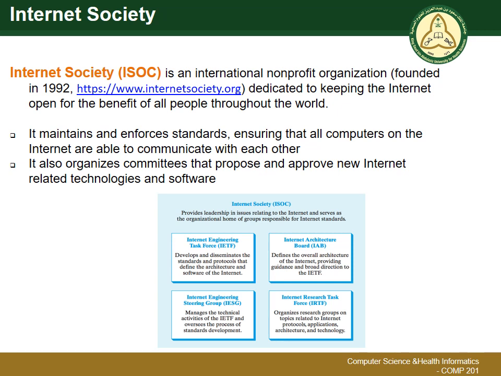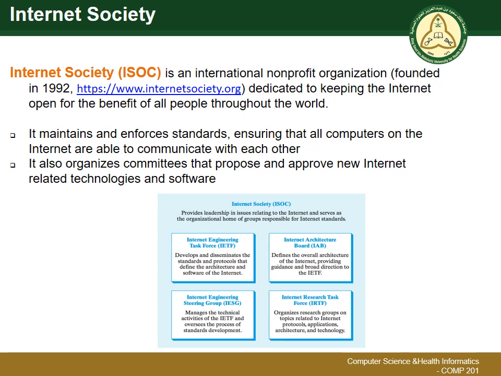They actually promote the open development, evolution, and use of the internet for the benefit of all people throughout the world. So, the main objective of the Internet Society is to make sure that all the people around the world can benefit from the internet. It also maintains and enforces standards, ensuring that all computers on the internet are able to communicate with each other.